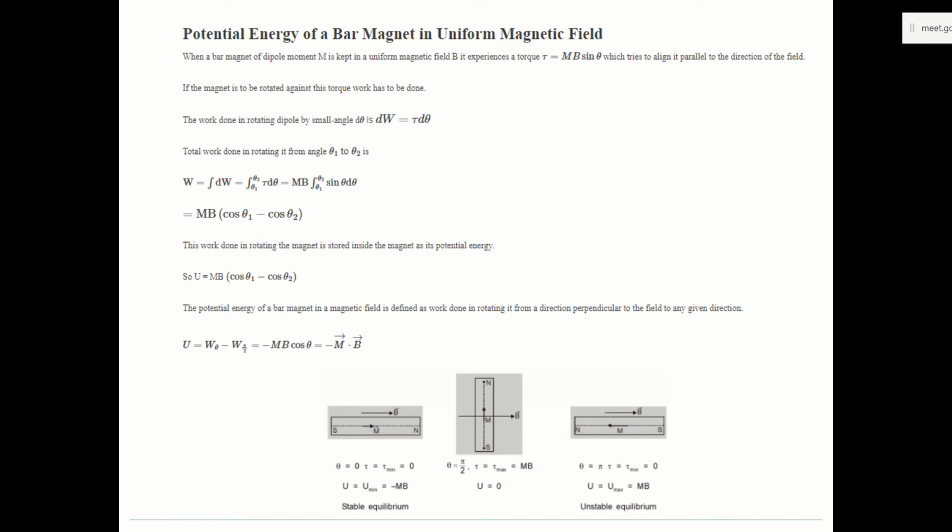So the basic idea you have to catch is that when you rotate it from a direction perpendicular to the field to any given direction, the potential energy stored in the system is given by the difference of work done in the two cases, theta and pi by 2, and that gives you a negative sign over here. So something like this. This is the equilibrium condition, and if it is aligned, this is the direction of the magnetic moment.